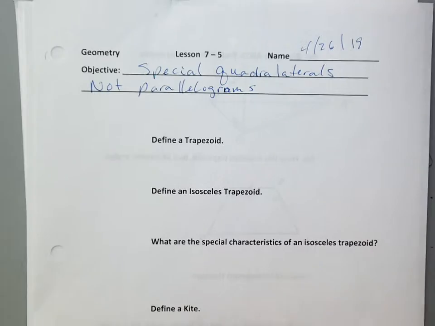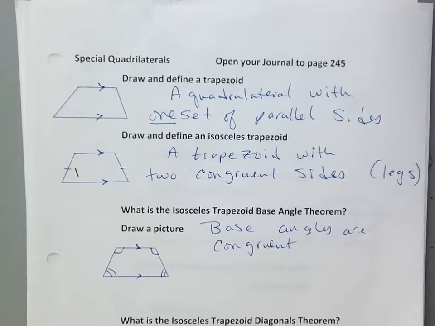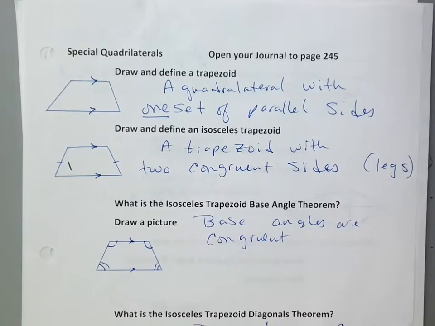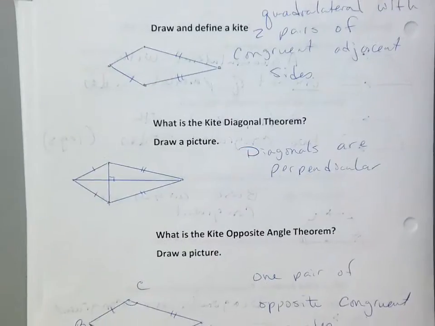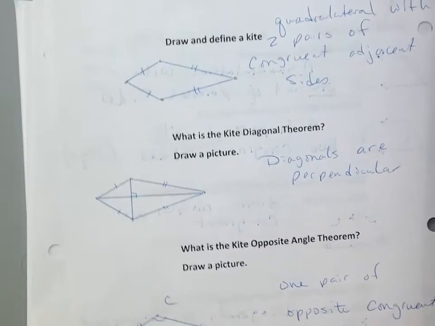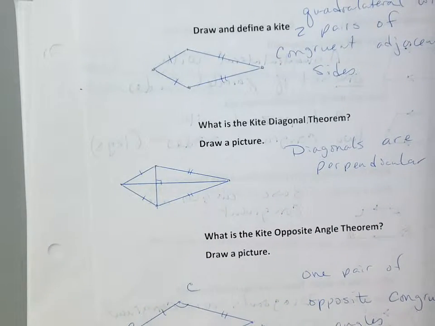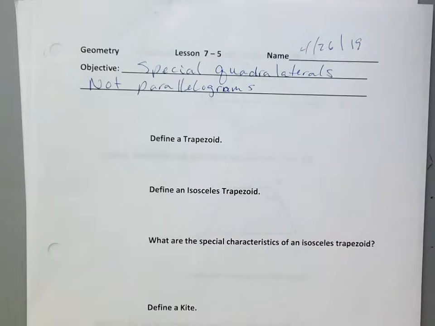So let's go ahead. And you guys did a little bit of reading, so I'm just going to summarize our reading. So here's what we had in our reading, our journals. We talked about trapezoids, isosceles trapezoids, and we talked about kites. All of these figures are definitely quadrilaterals, four sides, but they are not parallelograms. So first of all, define a trapezoid.